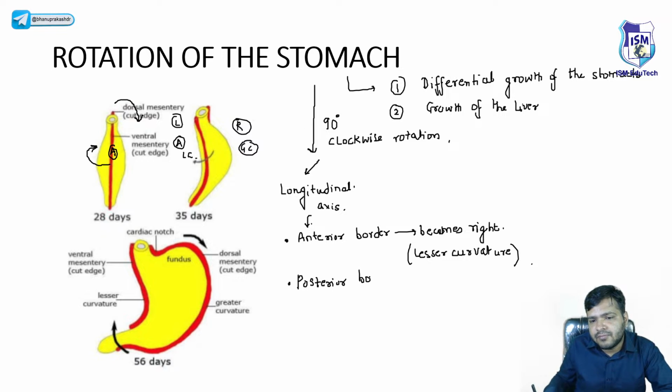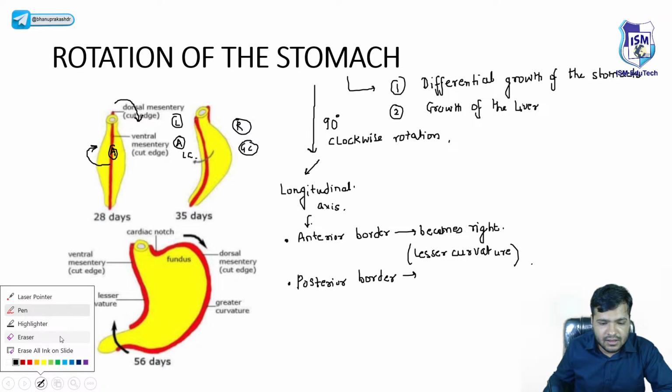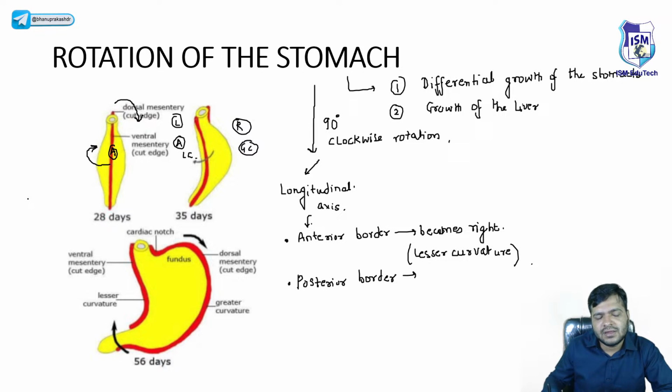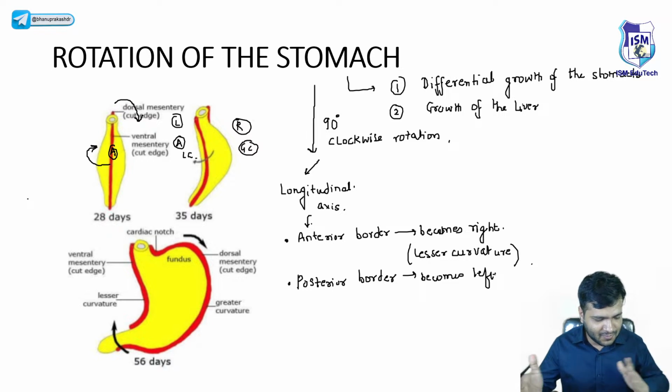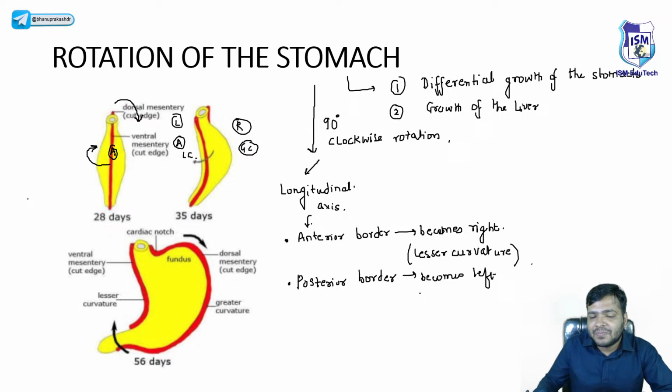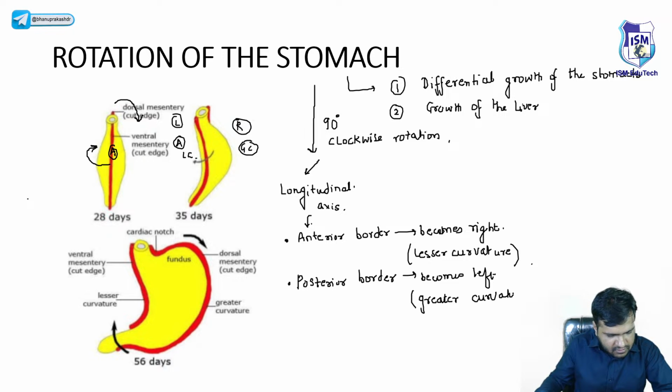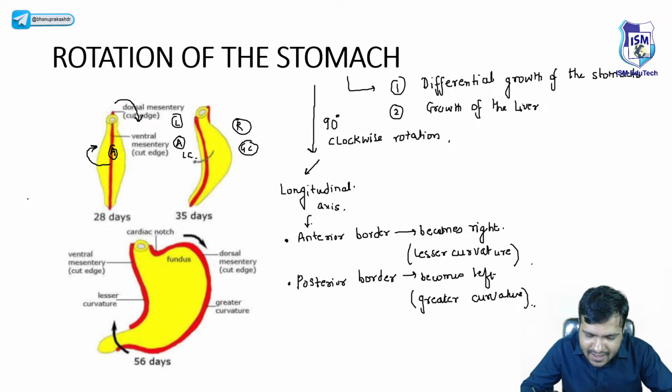So posterior border will, so anterior border will become left. I wrote that wrongly. Yes, I'll just correct it. No, anterior border, sorry, it is written correctly. So the posterior border will come towards the left. Okay. So yes, it becomes left. My camera's direction is completely opposite; what is shown here is the opposite of how I am sitting. So yes, it becomes the greater curvature, right?